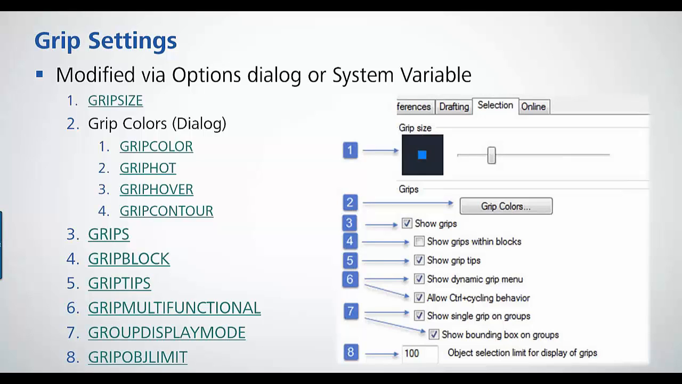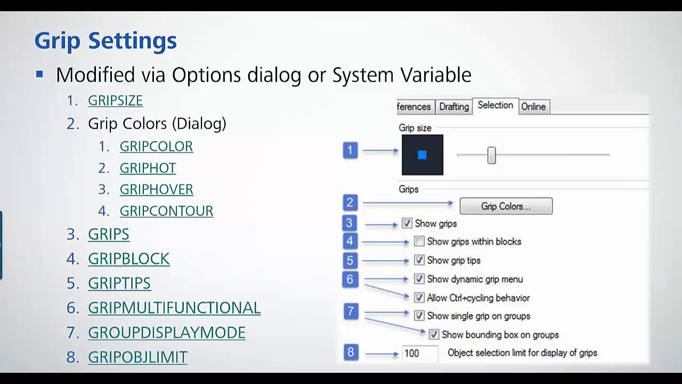Some grips, depending on which ones you're working with, will have tips enabled. You could turn that off. The dynamic grip menu is for that multifunctional block where I previously showed you we had lengthen and stretch. If you don't want to see that menu, you can turn it off. You can also use control cycling to toggle between the options on that menu, so you can enable or disable that as well.